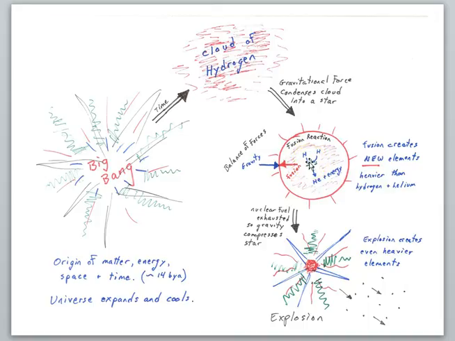But what about the even heavier elements? Well, scientists have figured out that what happens in the formation of those elements is that a star will explode, forming the even heavier elements.